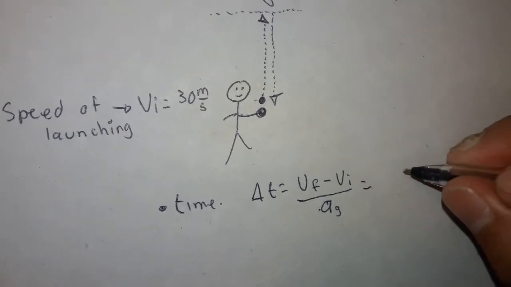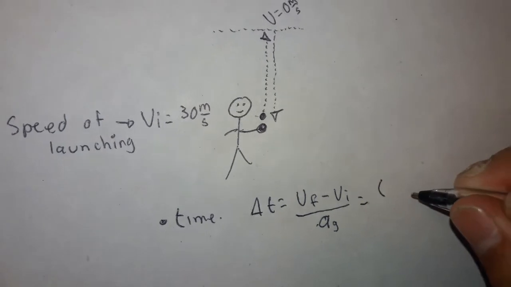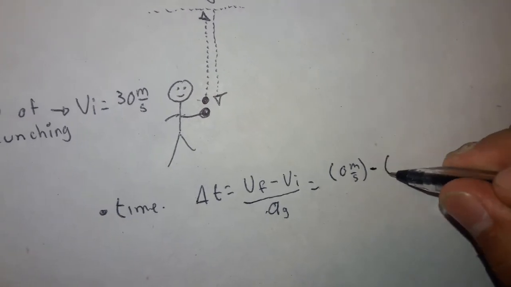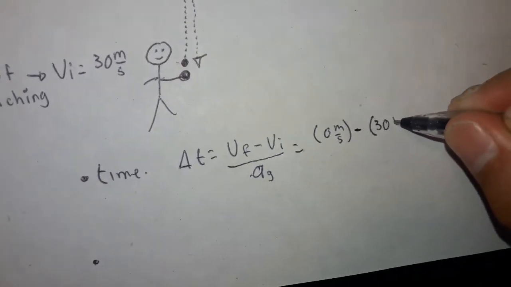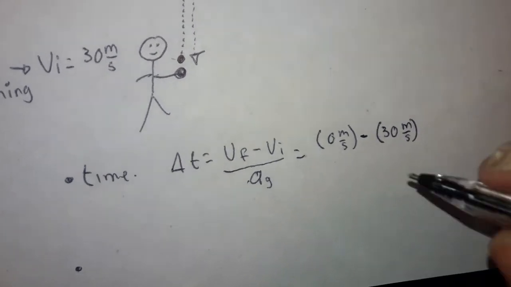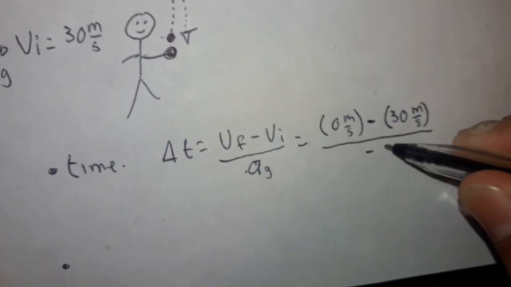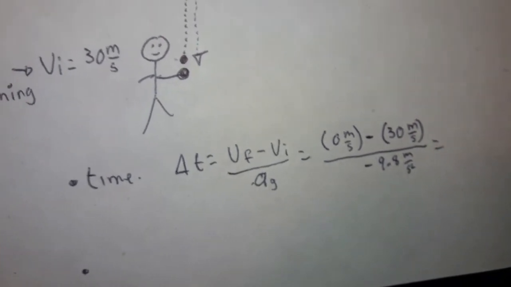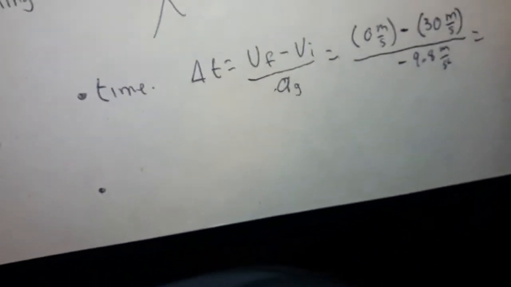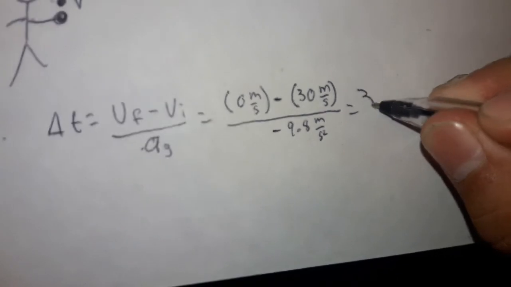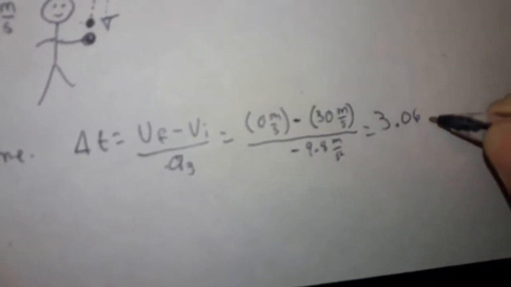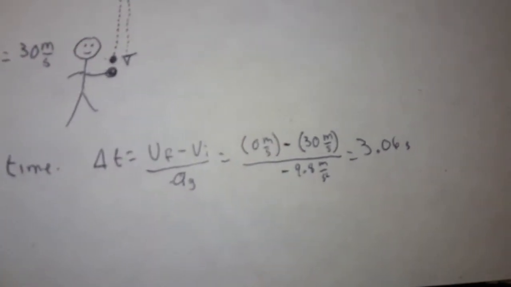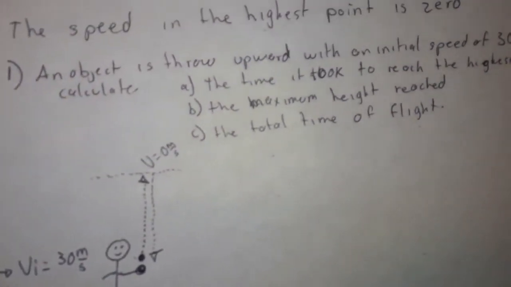So it's going to be equal to the final speed, which is 0 meters per second, minus the initial speed, which is 30 meters per second, and I'm going to divide it by negative 9.8 meters per square second. That will give me the time of 3.06 seconds. So until here, I already have the time, and I'm going to move on to the next question.